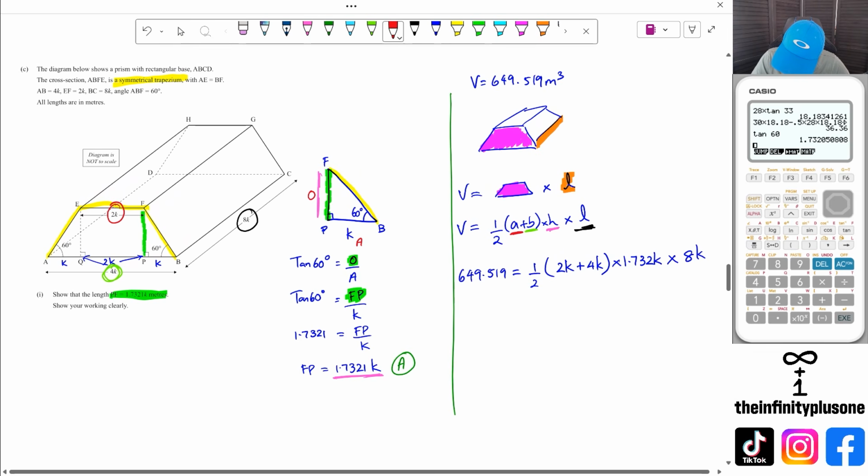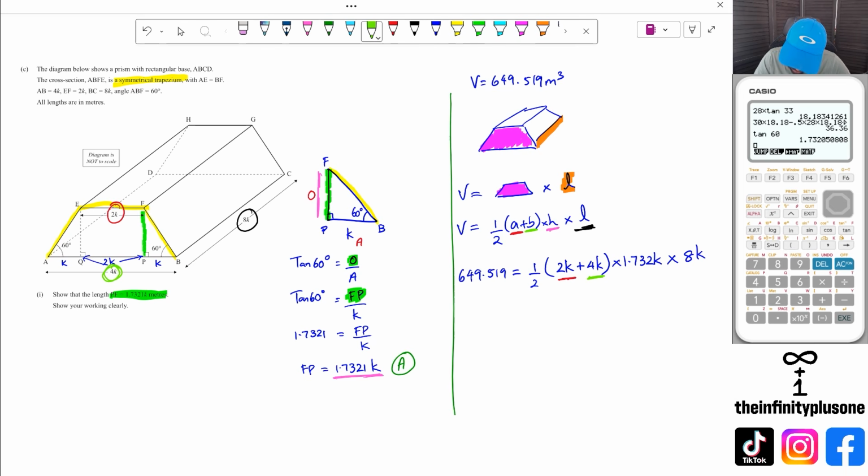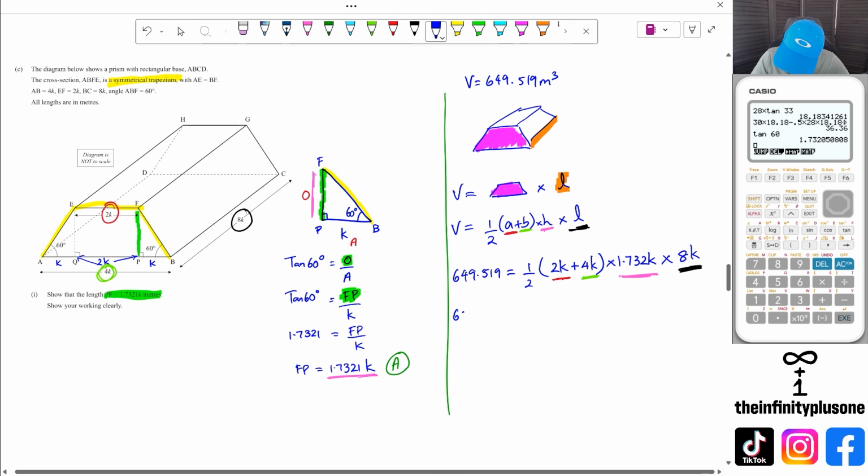So let's just check that again. 2k is the A value, 4k is the B value, 1.732k is the height, and then 8k is the length of the trapezoid. I don't even know what shape you'd call this. Anyway, we're going to do all of this, so we're going to have 649.519.